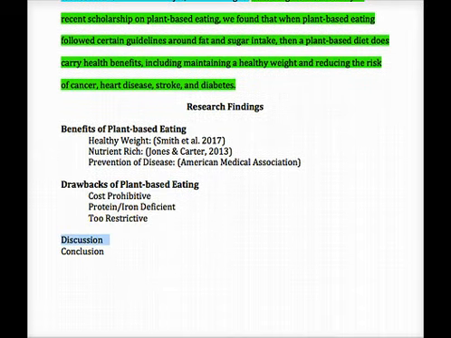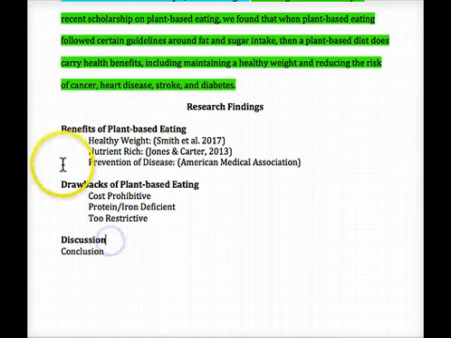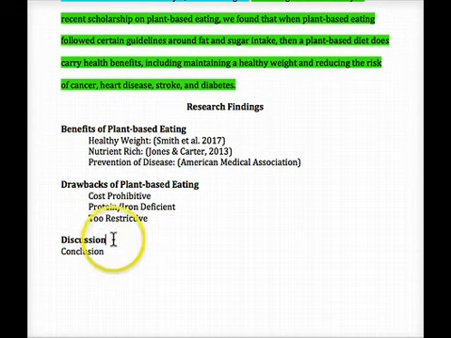And then you can follow it up with discussion. So this is where you actually synthesize the information on both sides. And here you could do your counter arguments here as well. So you could present the drawbacks here and then counter them in your discussion.